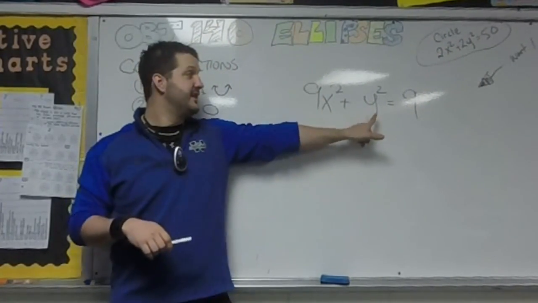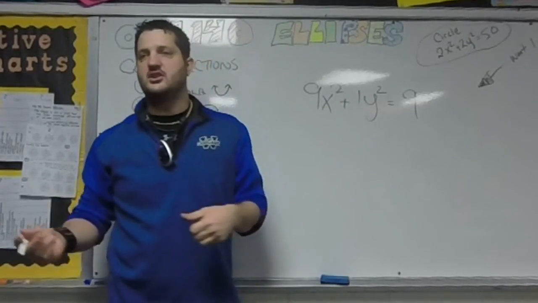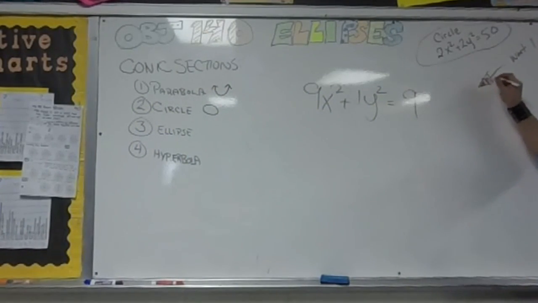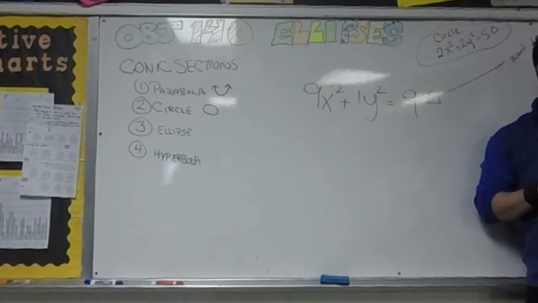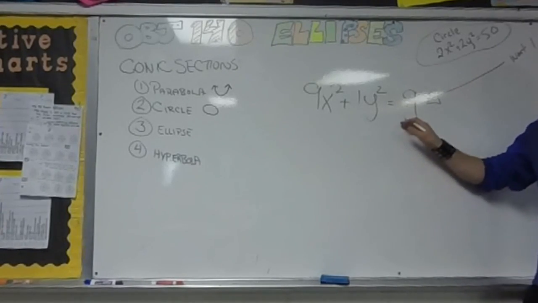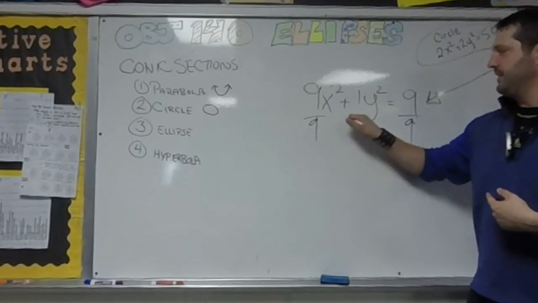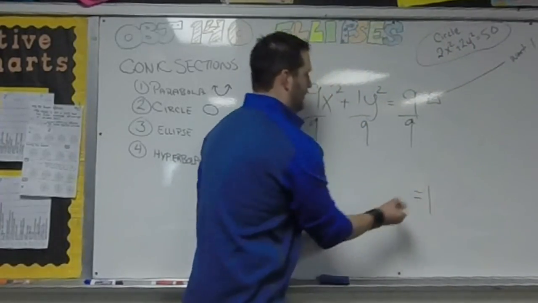This one doesn't have that property because the coefficients are different. This one's a 9, and this one is a 1. So it must be what shape? Ellipse. So come over here, divide by 9. I want a 1 and 1 right here, so I divide by 9, divide by 9, divide by 9. X squared plus y squared over 9 equals 1.